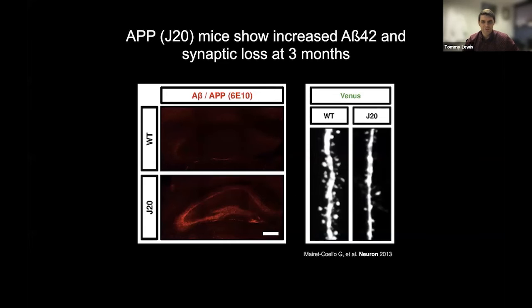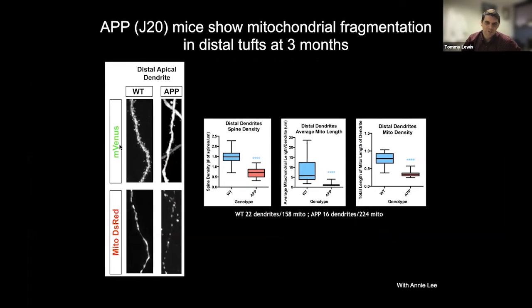And so we can use this to look, and using, again, in utero electroporation, we could label mitochondria in these two regions, and we see this pretty strong fragmentation phenotype already at 3 months and loss of spine in these dendrites. And so we think this recapitulates what we saw in vitro. And of course, we still have a lot of work to do to try some of these rescue experiments and our rescue constructs in vivo in these mouse models.